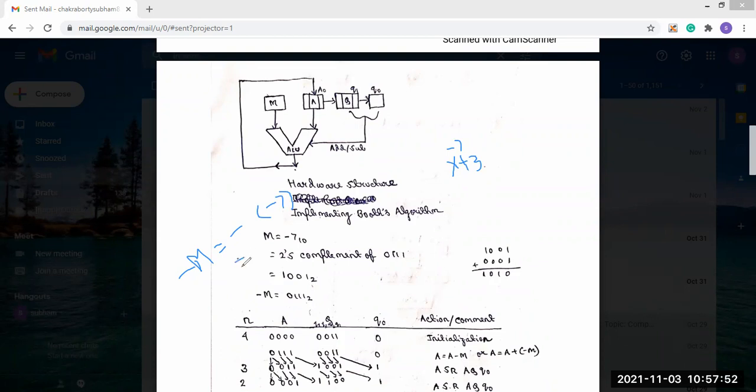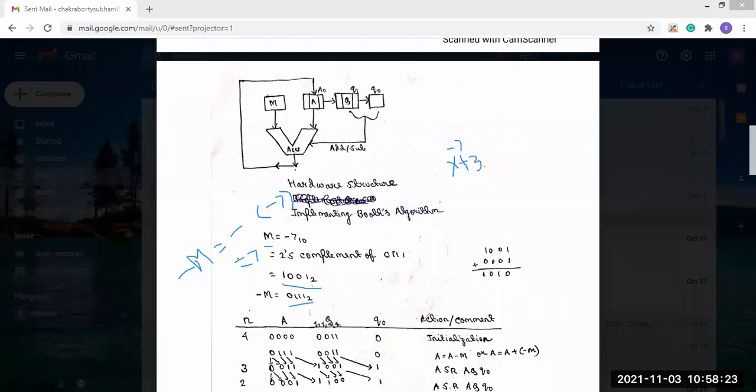This 7 will be a positive number. If the number is positive, we do not have to perform the 2's complement. If the number is negative, we have to perform the 2's complement. Otherwise, we only write the binary form. So +7 in binary form will be 0111. This is the minus m, and this is the m value, 1001.